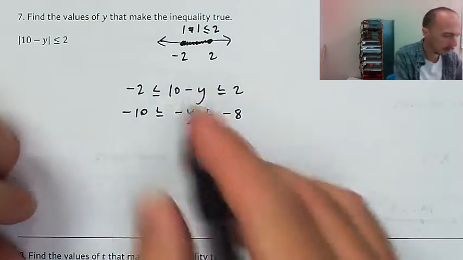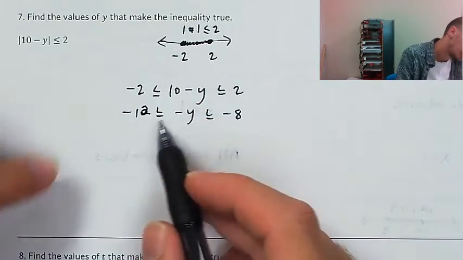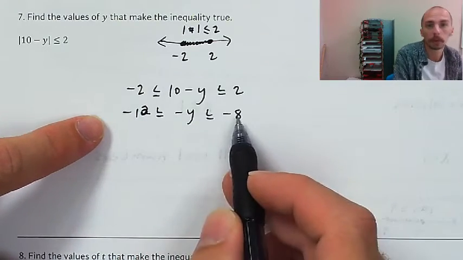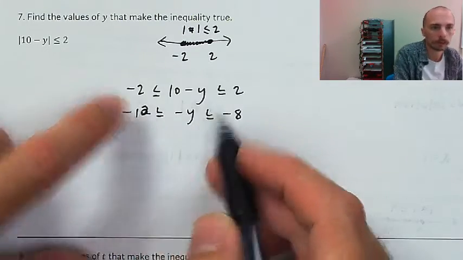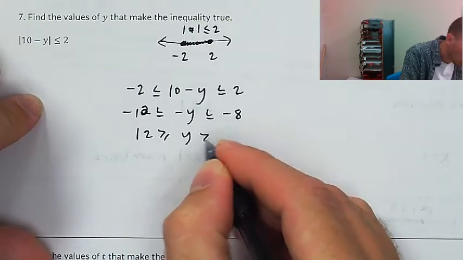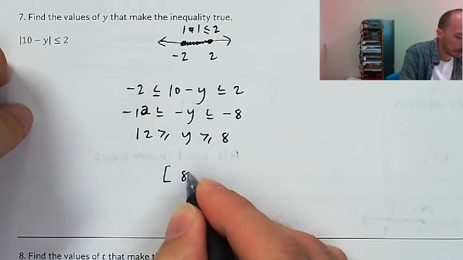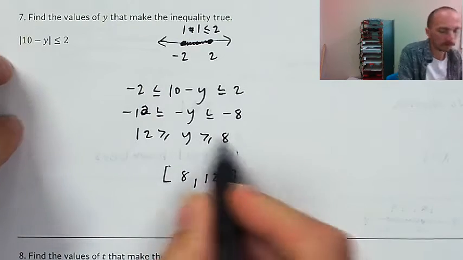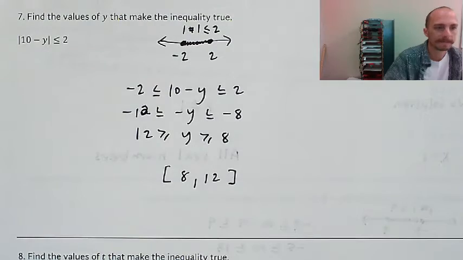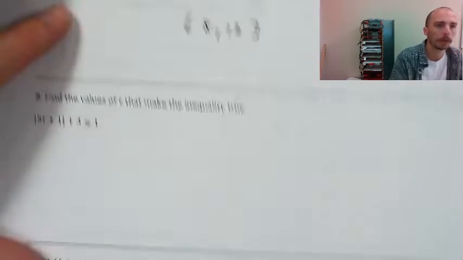This felt wrong. It's going to be, and then I'm going to divide both sides by negative 1. I guess both sides of both inequalities. And then it's going to reverse my directions here. So I'll have 12 is greater than or equal to y, which is greater than or equal to 8, which, if we were going to write it as an interval, we'd need to say 8 to 12 that way. But if you're going to leave it as an inequality, at least in this class, that would probably be all right. And then number 8, find the values of t that make this inequality true.